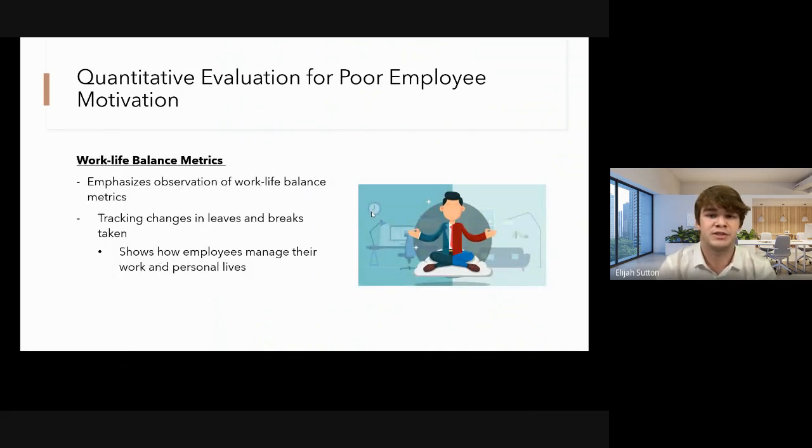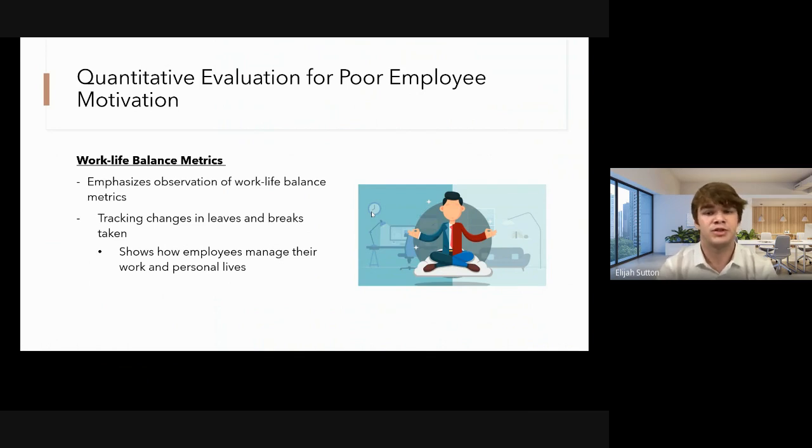The plan emphasizes the observation of work-life balance metrics in relation to the impact of remote work on productivity. Tracking changes in leaves taken and breaks during work hours provides quantitative data on how employees are managing their work compared to their personal lives. Similarly, analyzing the effectiveness of remote work setups, measuring how well employees perform in this setting, provides information into the correlation between remote work and productivity levels.